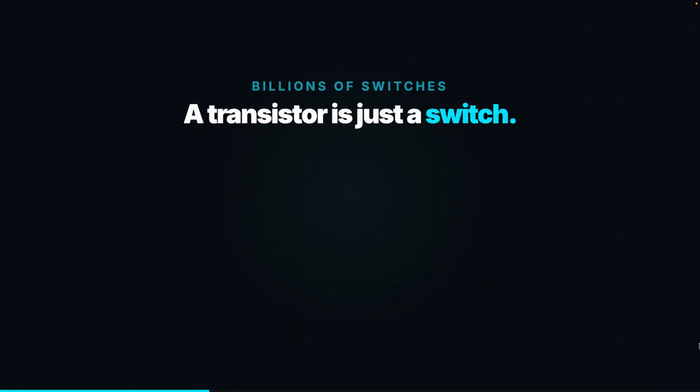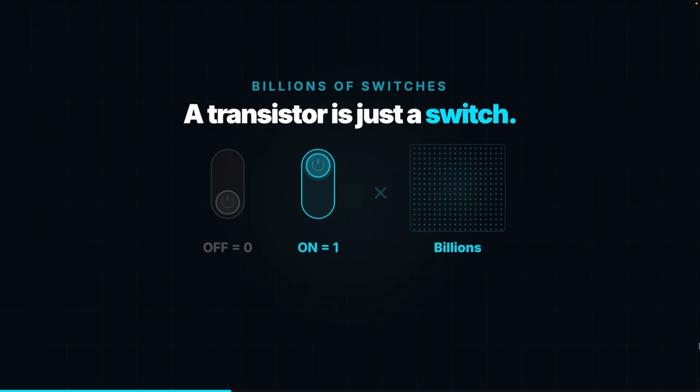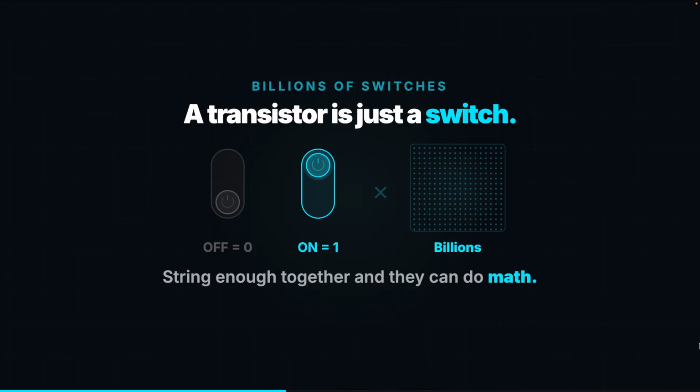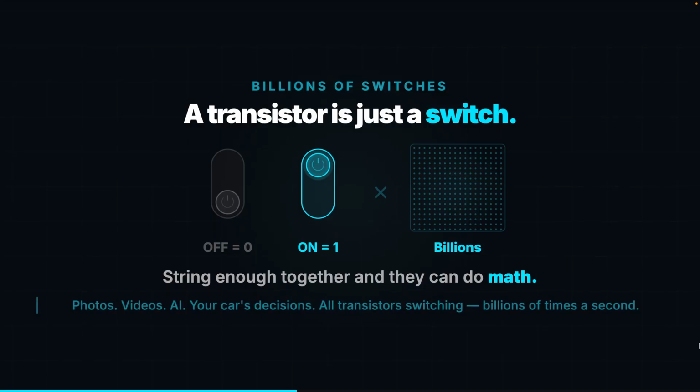So what's on that silicon? Transistors. Billions of them. A transistor is just a switch. Off or on, 0 or 1. One switch doesn't do much, but string enough together and they can do math. Photos, videos, AI. Your car's split-second decisions. All transistors switching billions of times a second.